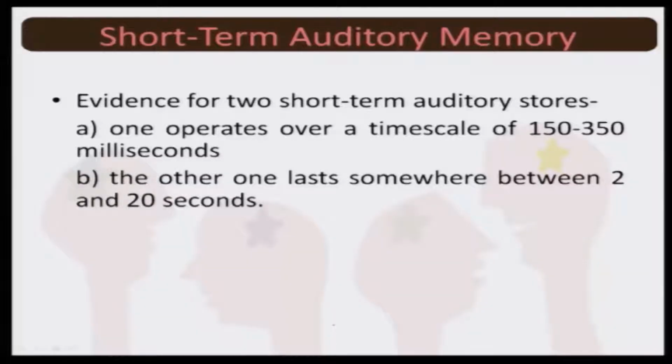In terms of short term auditory memory, there is now evidence for two short term auditory storages. One operates over a time scale of 150 to 350 milliseconds, and the second one lasts somewhere between 2 to 20 seconds. So again you find that even though it is more acoustic in nature, there could be two different auditory storage systems working. But remember one thing, because this is an introductory course, and a brief introduction to this very course, we will not venture into the details of all these things.